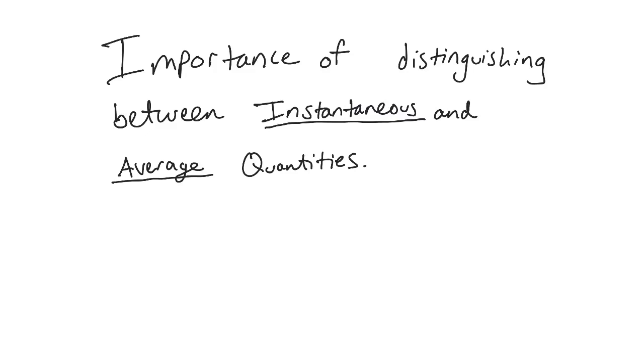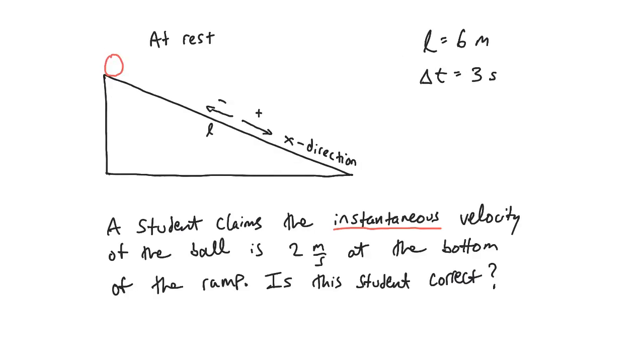Let's take a look at the difference between distinguishing instantaneous quantities from average quantities. Both can be valuable in physics, but we'll find that instantaneous quantities typically tend to be more useful as we build up the fundamental ideas in physics. Let's take a look at an example.